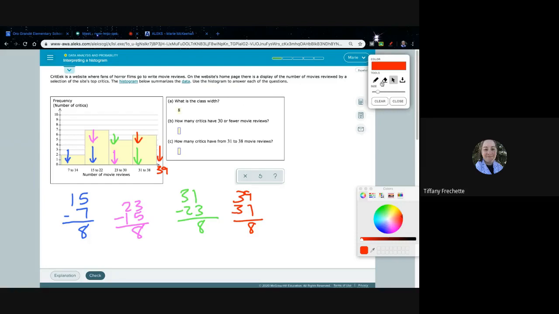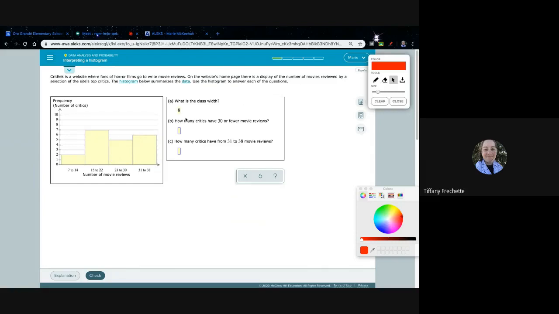And I'm going to clear this so that it's not all written on there. How many critics have 30 or fewer movie reviews? So these are the movie reviews. I want 30 or fewer. So I want to go here, and I want to figure out how many are to the left of that number, to that line. So I have 5 in this one. I have 7, and then I have 2. So I want to add these together. So I get 14 if I add 7 plus 5 plus 2.